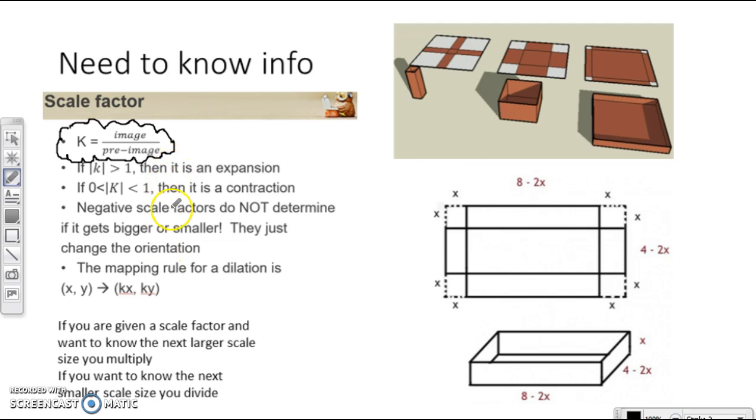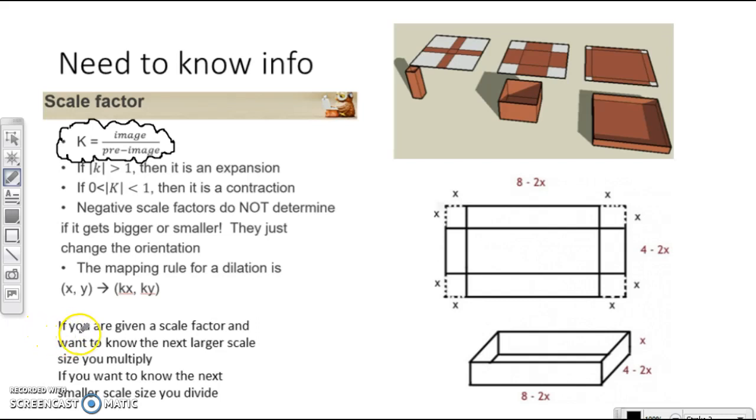This is some more stuff that I just want to review. You don't necessarily have to have it for this quiz, but remember, if the absolute value of the scale factor is greater than 1, it's getting bigger. If the absolute value of the scale factor is between 0 and 1, it's getting smaller. And negative scale factors do not determine if it gets bigger or smaller. They change the orientation. And then, of course, our mapping rule, we would multiply our x and y times our scale factor.